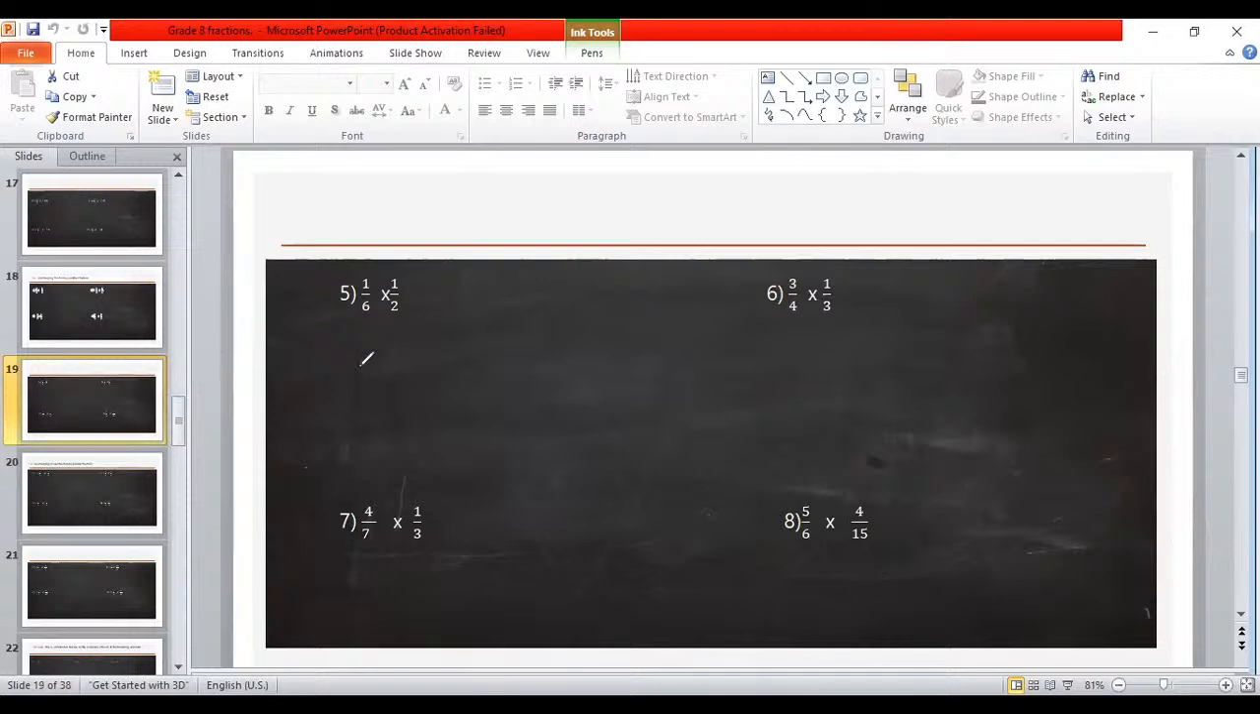One. 6 times 2, 12. This one, how many? Cancel this 3 and this 3. 1 over 4. Now cancel. Cancel how many 2's? 2, how many 2's? 3. How many 5's? 1, how many 5's? 3. 1 times 2, 2, 3 times 3, 9.